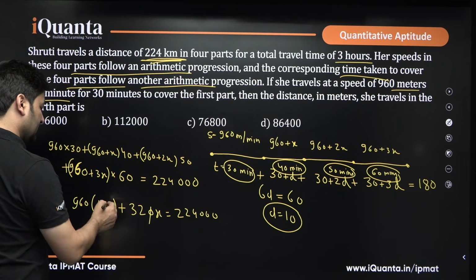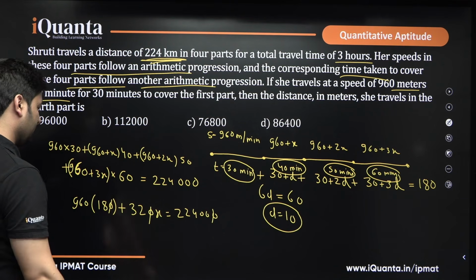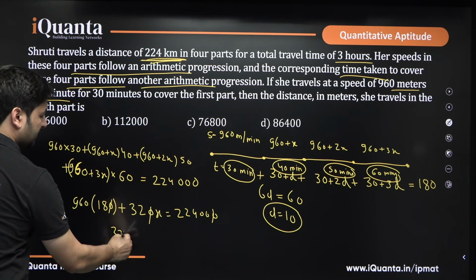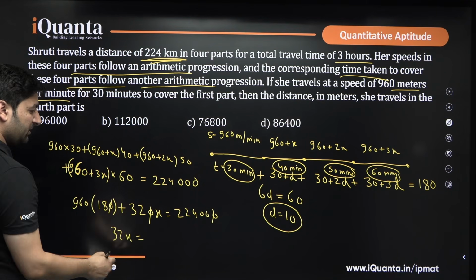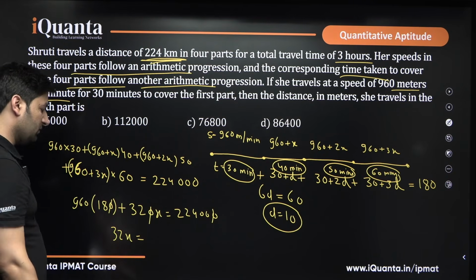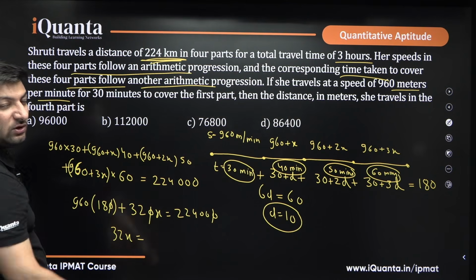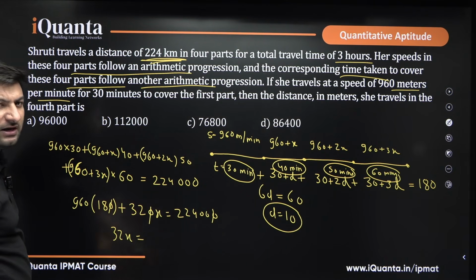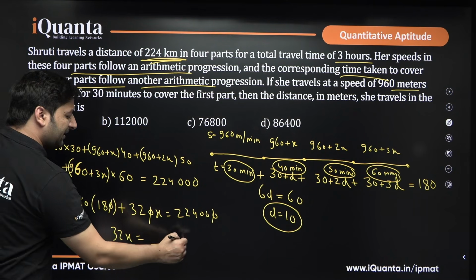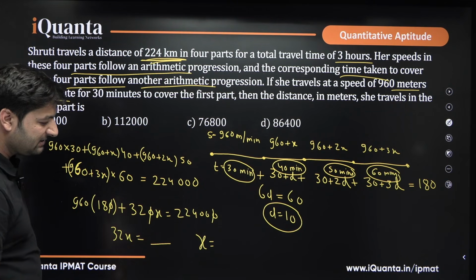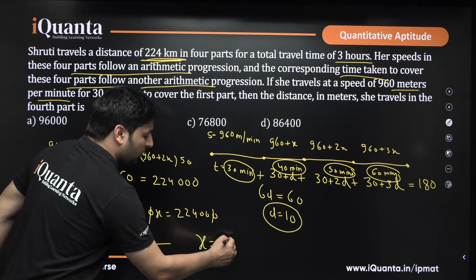Now you can cancel a 0 from each, right? You get 960 into 18, plus 32x. So 32x equals, I hope you can solve this from here, 224,000 minus that, and this you can find out through the on-screen calculator. If you are solving such a question in IPMAT Indore, there is an on-screen calculator available. You can quickly find it out, you will get the value of x, isn't it? Let's see what is the value of x. So x is coming out as 160, isn't it?